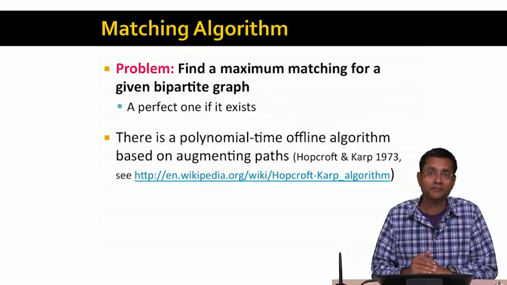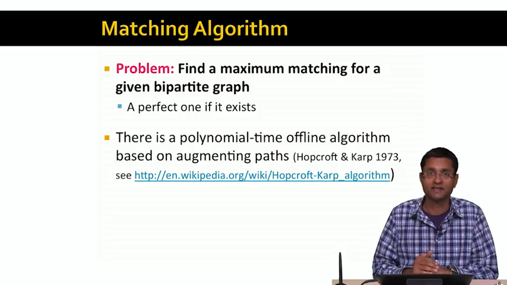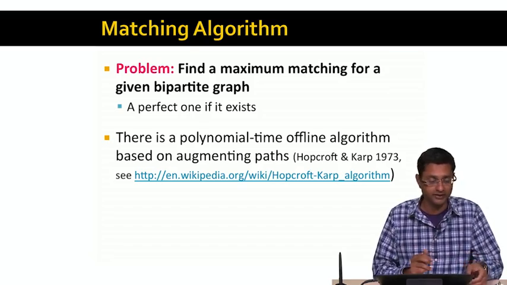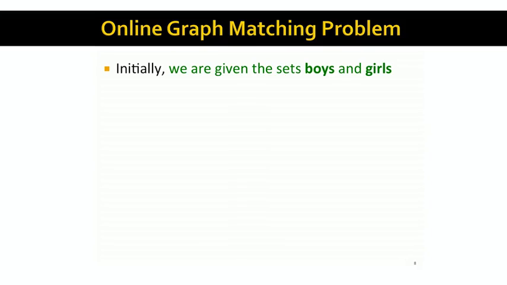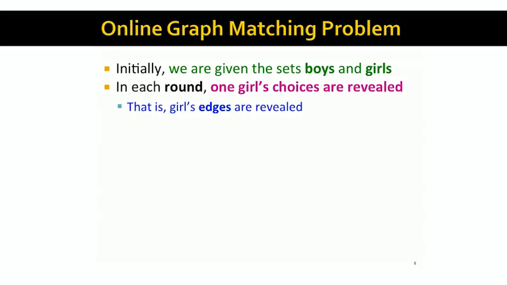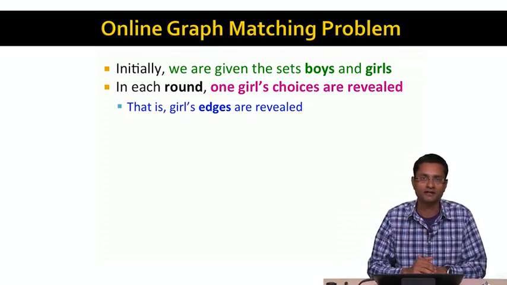Now, however, suppose you don't know the entire graph in advance. You only have a piece of the graph available to you at any point. In the online version of the graph matching problem, we're initially given the sets boys and girls, the two sets of nodes, but we're not given all the edges between the nodes. In fact, the edges are revealed one round at a time. In each round, one girl's choices are revealed. That is, the edges between that girl and the boys are revealed.